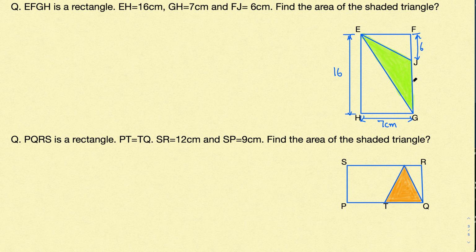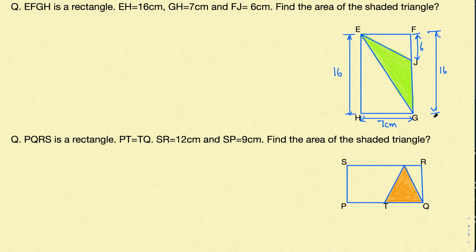So for this triangle, I think we should take GJ as a base. This one as the base, because it can be easily calculated. How? Because since EH is 16 cm, FG should also be 16, right? Because this is a rectangle and opposite sides of a rectangle are equal. So from that we can say that this whole length FG should also be 16, right?